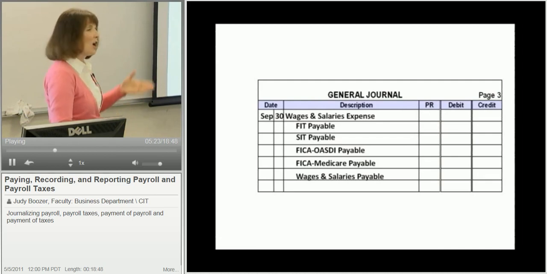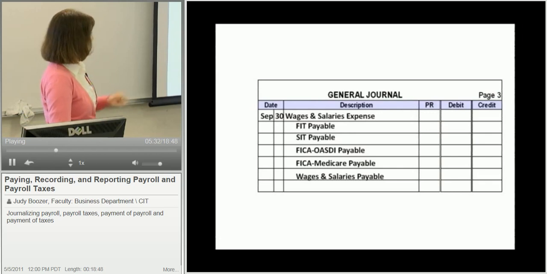And then after all those deductions are taken from your gross pay, the amount you get in your paycheck will go to something called wages and salaries payable.